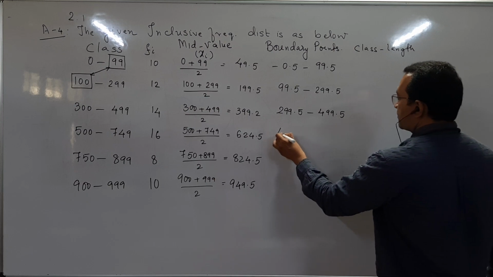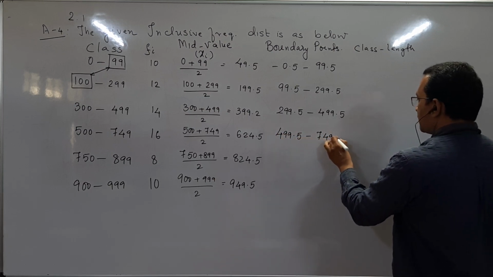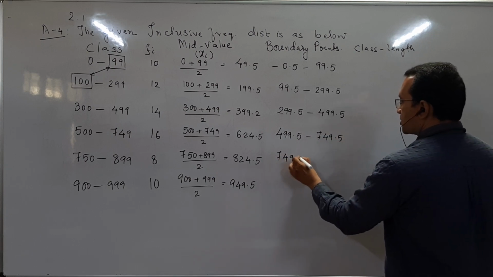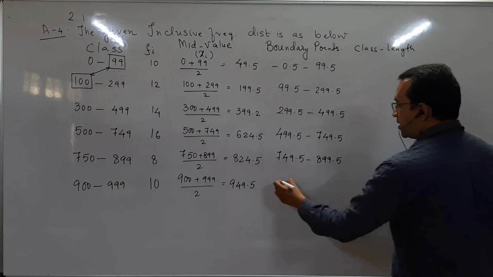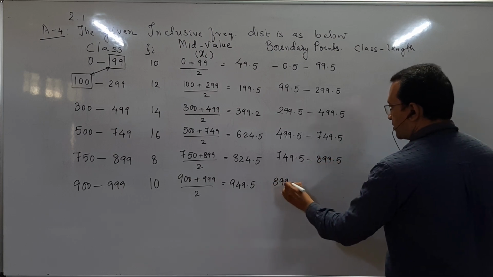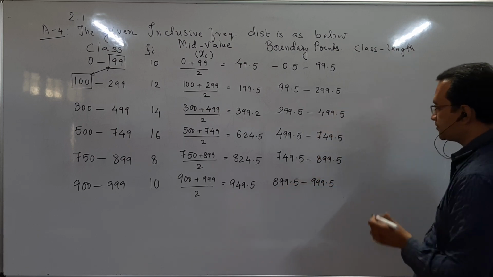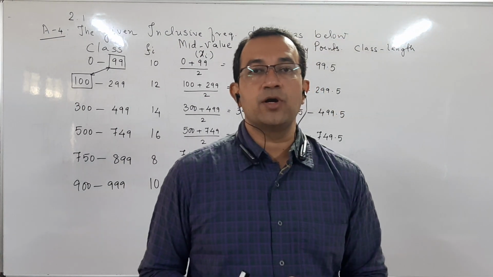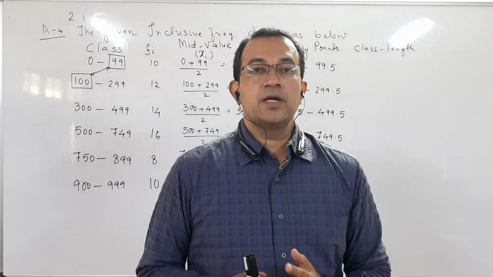So this will be 499.5 to 749.5. Same way here, from 750 you subtract 0.5 and to 899 add 0.5. Again, from 900 subtract 0.5 and to 999 add 0.5. So these are the corresponding boundary points.